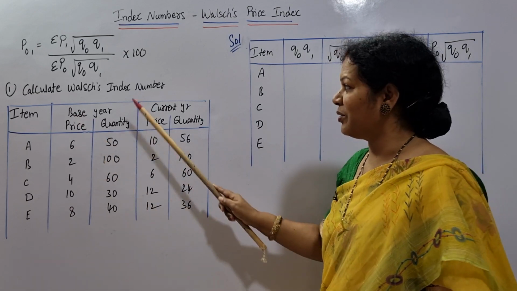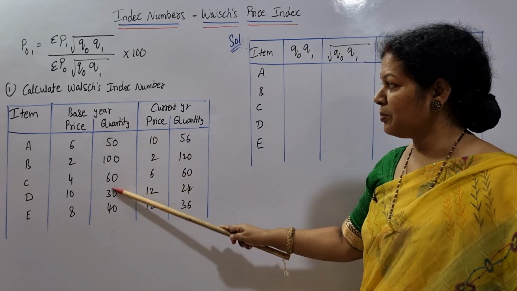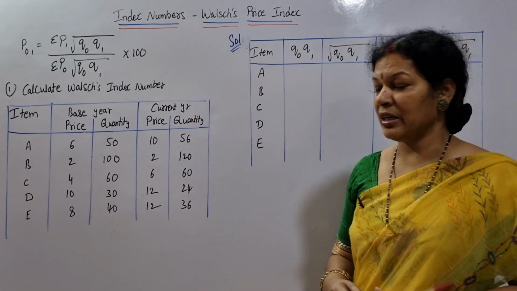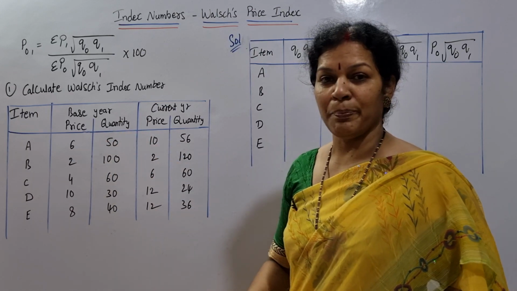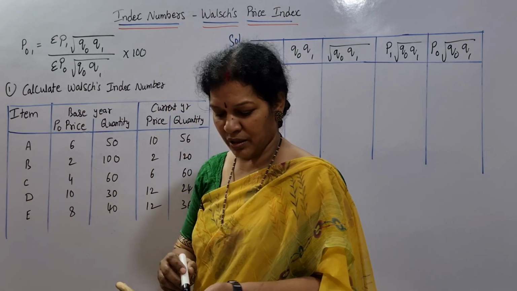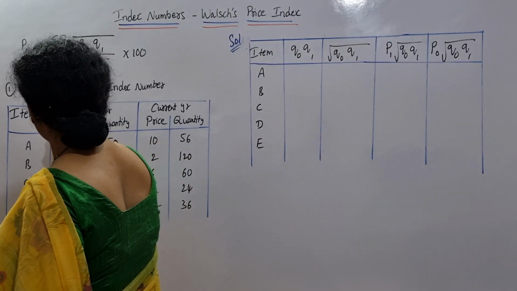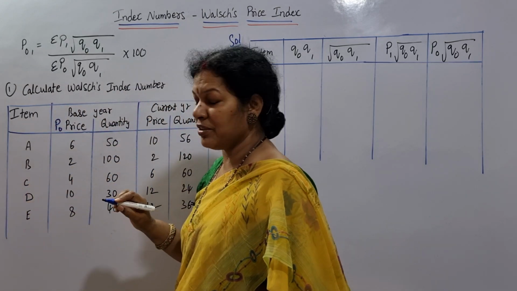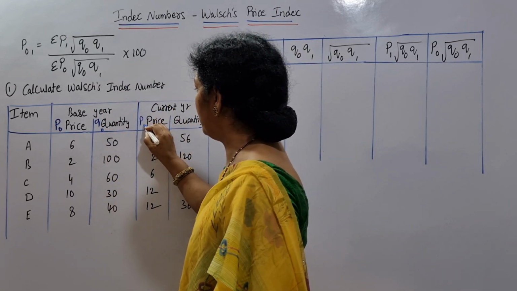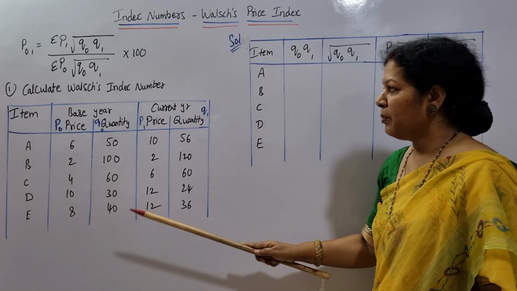Shall we go ahead with a problem? Now, the problem is given here like this. Calculate Walsch index number. So, base year price, base year quantity, current year price, current year quantity. Five items are there. First we'll give the names. Base year price means P0, base year quantity means Q0, current year price means P1, and current year quantity is Q1. Identified. The problem is given like this.